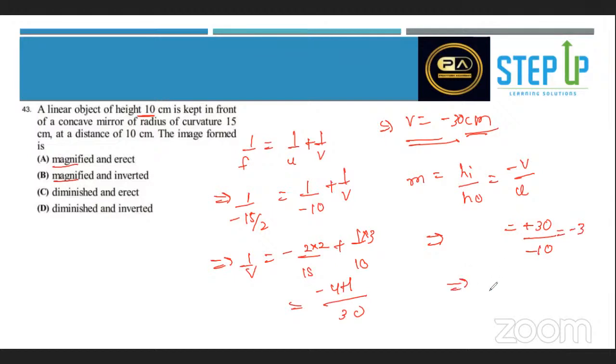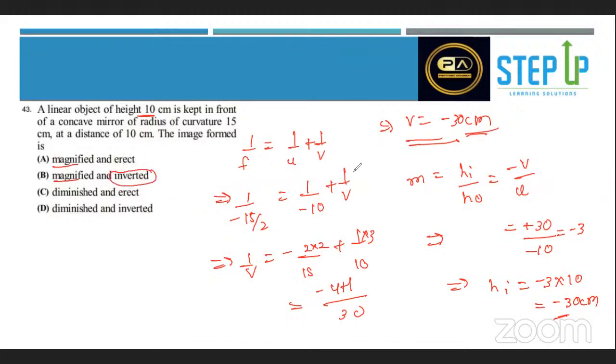So you can see here that HI is basically equal to 3 into HO. HO is 10 centimeters, so it becomes 30. The negative sign here basically says that if your m value comes out negative, HI and HO will have opposite signs. So if the m value comes negative, we say that it's an inverted image. So it is sure that it has an inverted image.